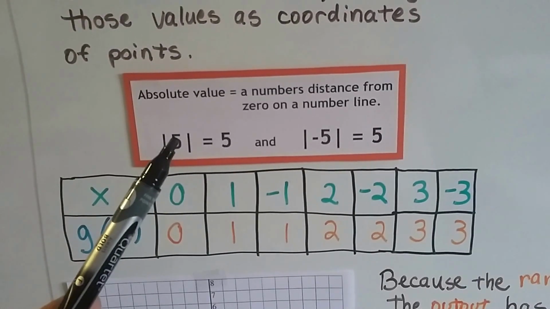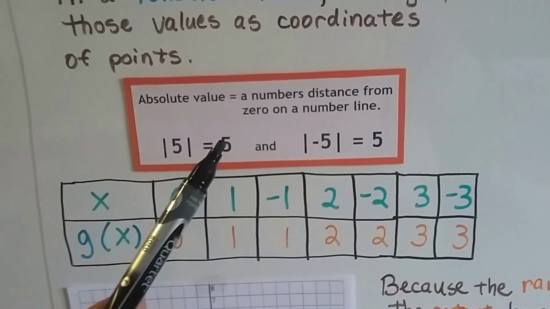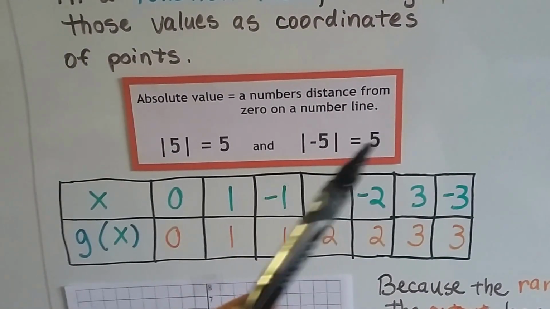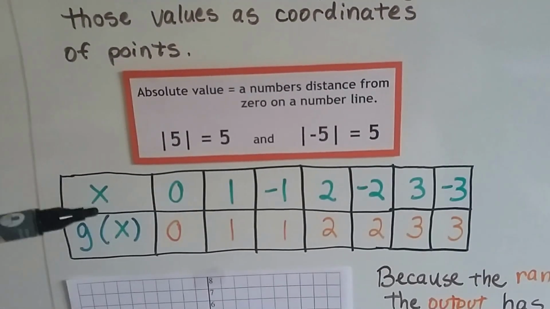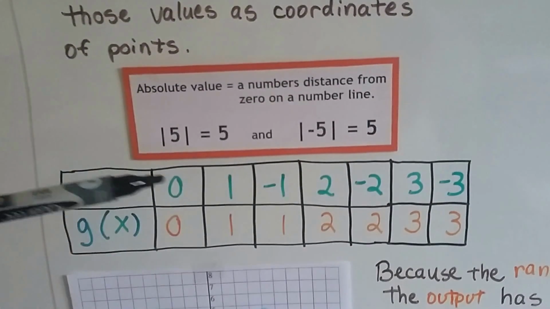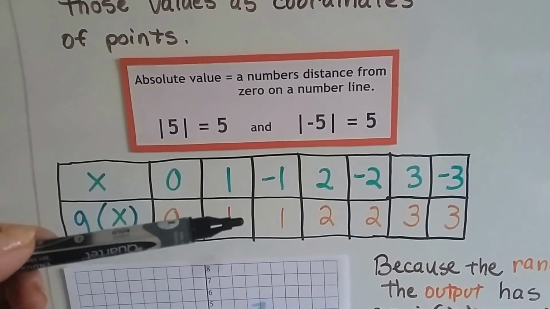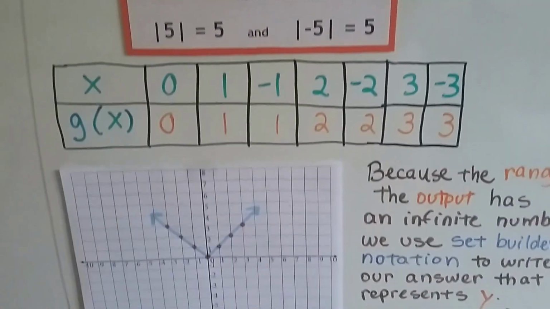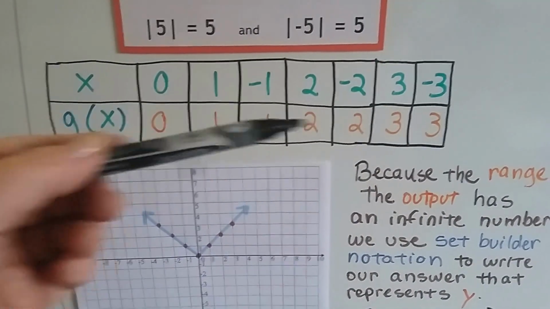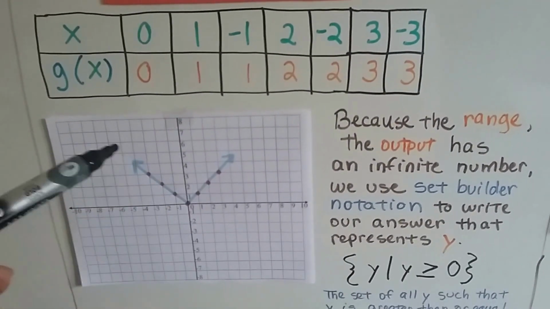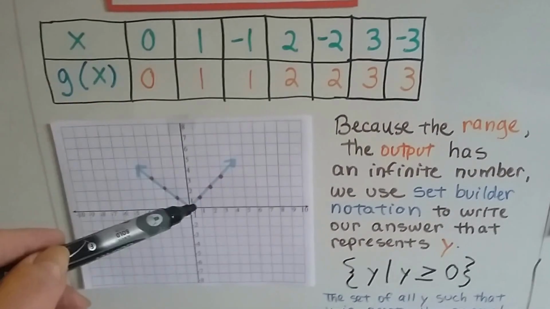So the absolute value of 5 is 5. It's 5 hops away from 0. And the absolute value of negative 5 is 5 because it's 5 hops away from 0. See? So any value for x that's negative or positive, it's going to be a positive. See that? Because of the absolute value. So we end up with a graph that looks like this when we plot these points.